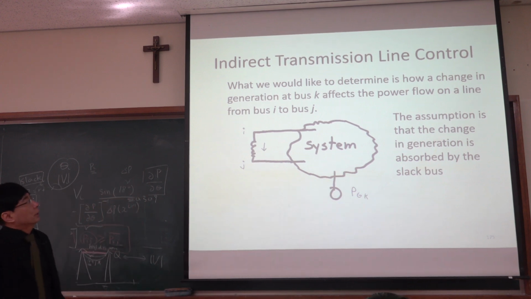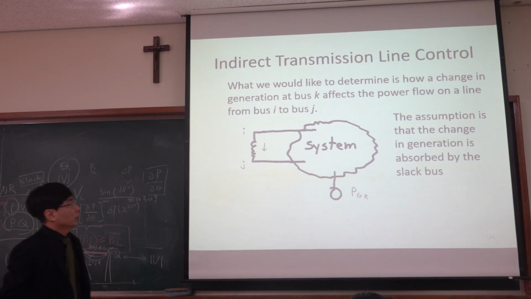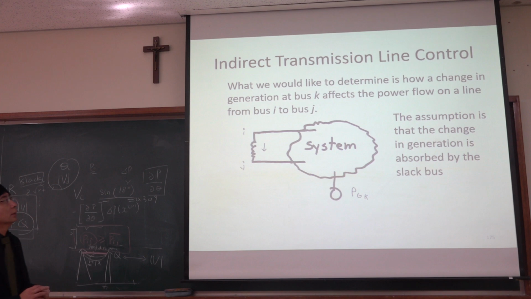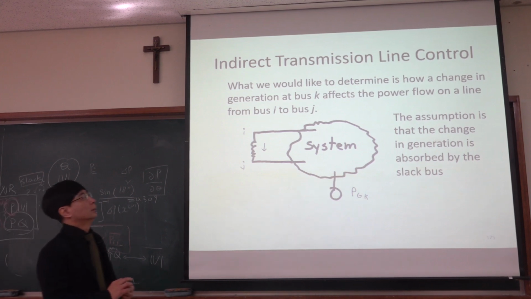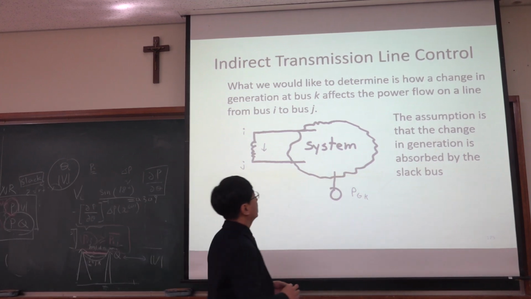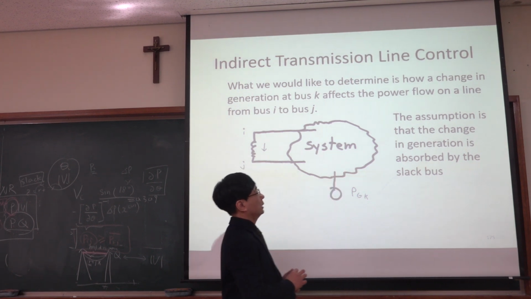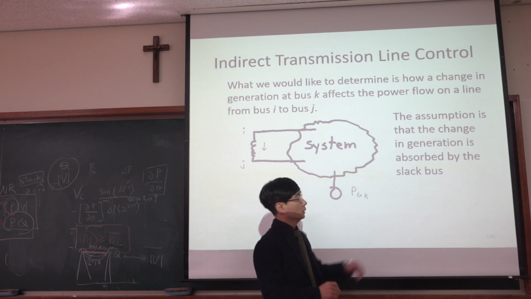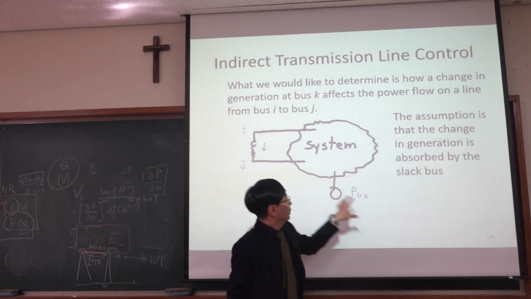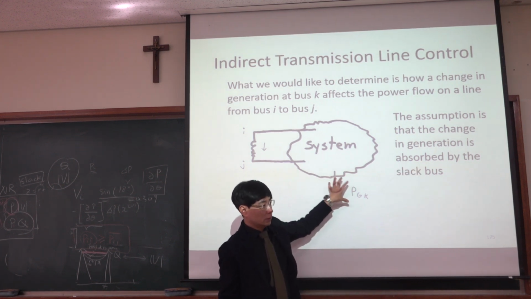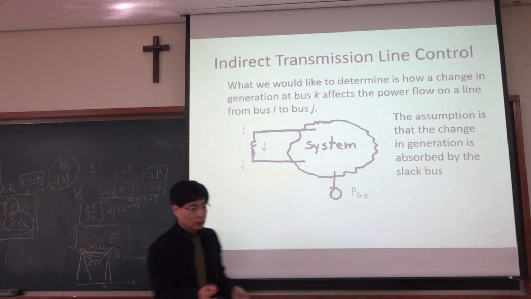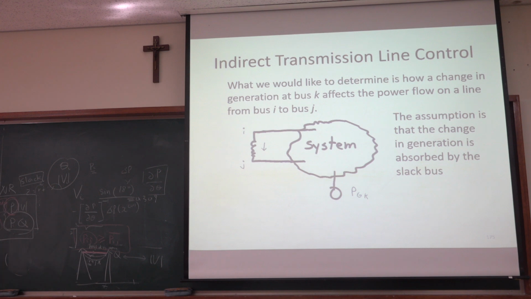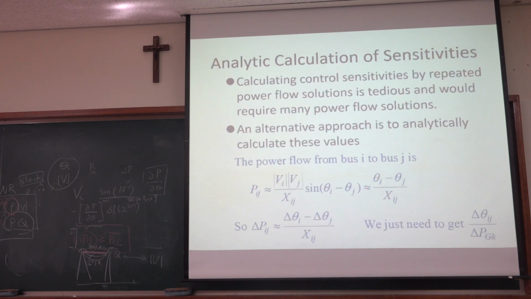So what we would like to determine is how a change in generation at bus K affects the power flow on a line from bus I to bus J. Okay? And here, the assumption is that the change in generation is absorbed by the slack bus. The meaning of absorbed is that you can freely increase or decrease the generator output because anyway the slack bus can compensate it. Okay? So yeah.